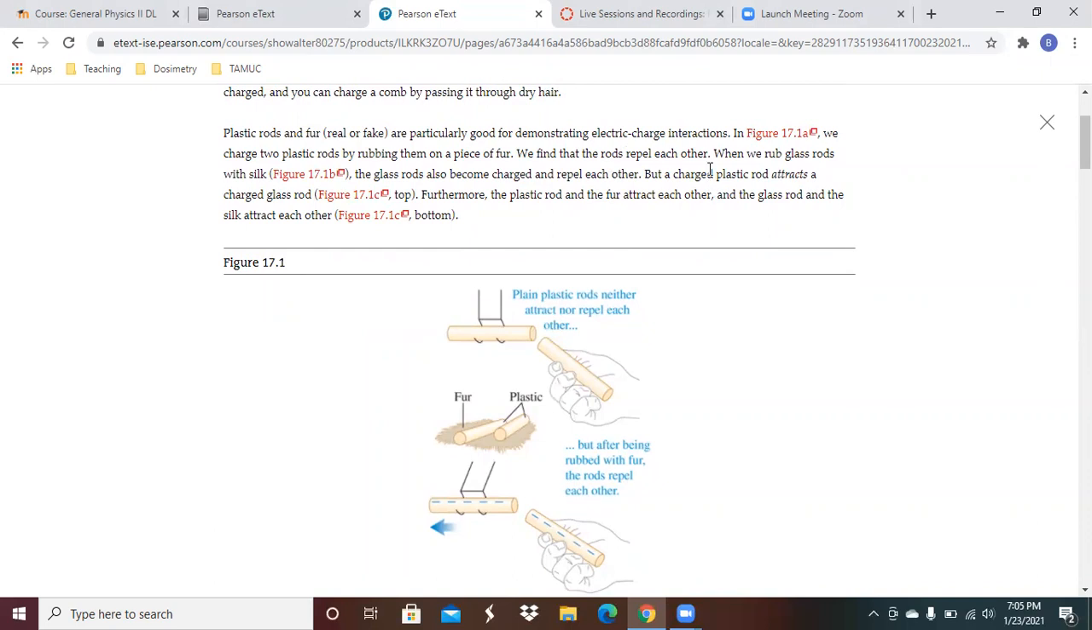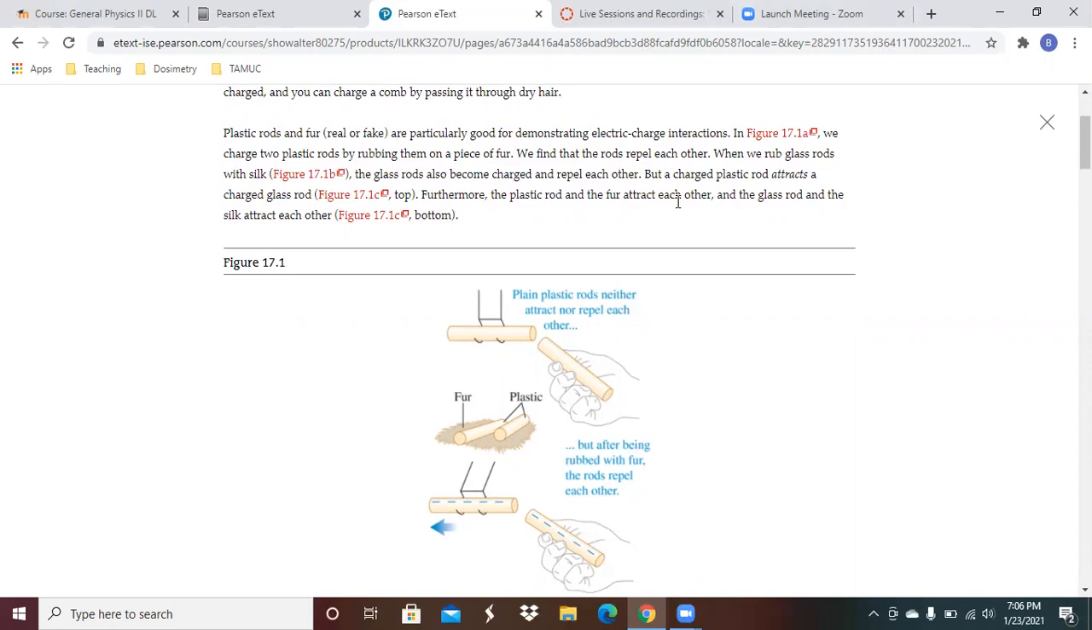I mean, they've gone through the same type of interaction here, so it's not surprising that they would develop the same charge. And now we know that like charges repel each other. So if you rub the glass rods with silk, the glass rods also become charged and repel each other. What you're going to find is that in different situations, the charge is going to be different, but it's going to be the same type of charge on each rod.